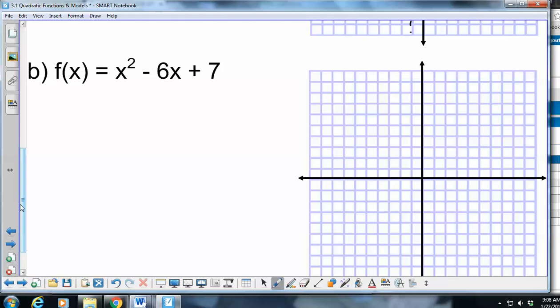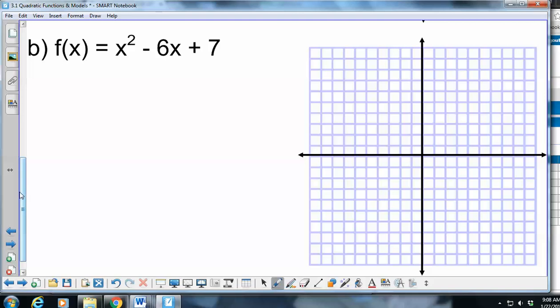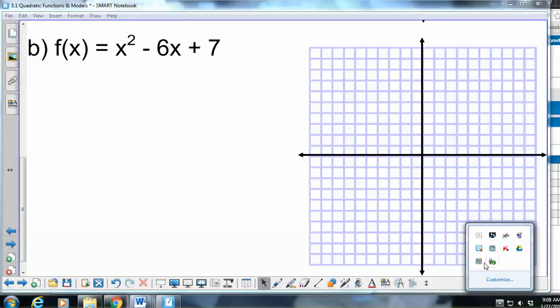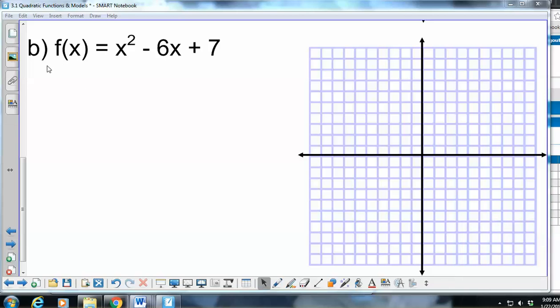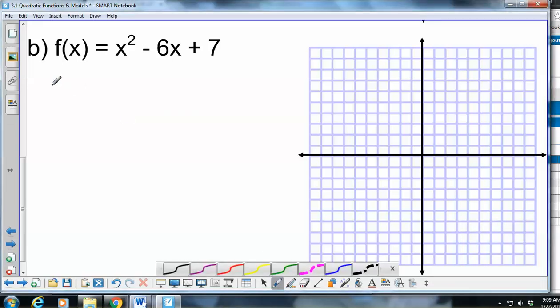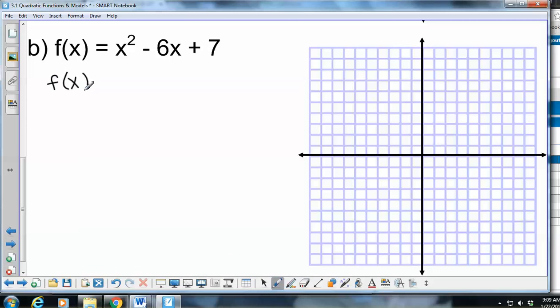Let's look at this one. You guys think you can complete the square by yourself? Why don't you try it? I'll give you a couple minutes to try, and then before you graph, we'll make sure you have the right thing. So what's our first step? Complete the square.